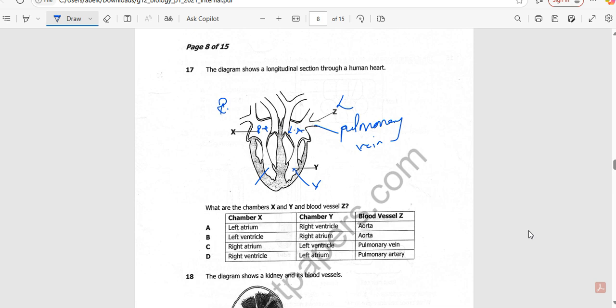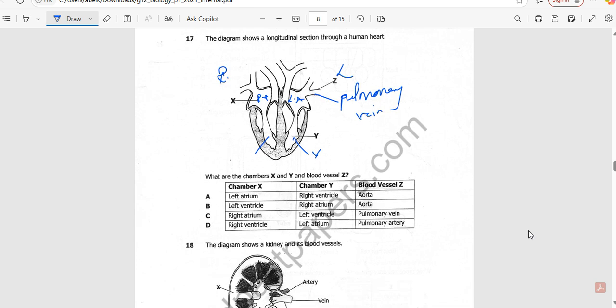Then the question, what are the chambers X and Y and blood vessels? So X, we know that it is right atrium. So X right atrium, and the answer is A, the only answer. Then Y left ventricle, then pulmonary vein. So this answer was very simple because only one part here.